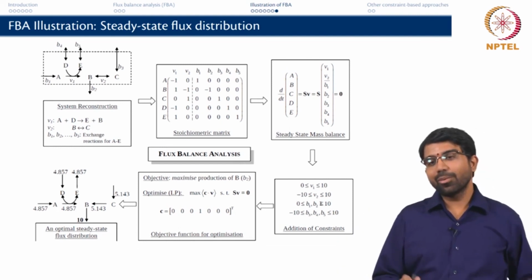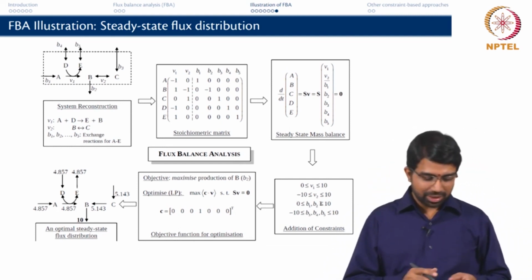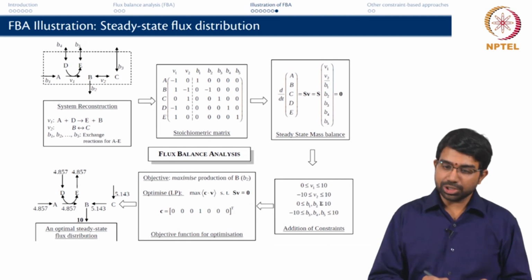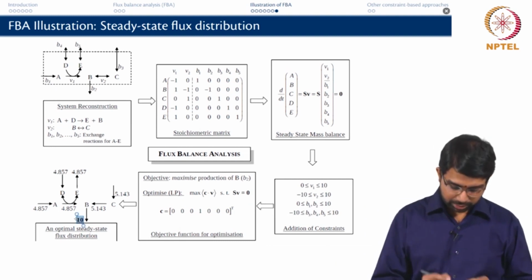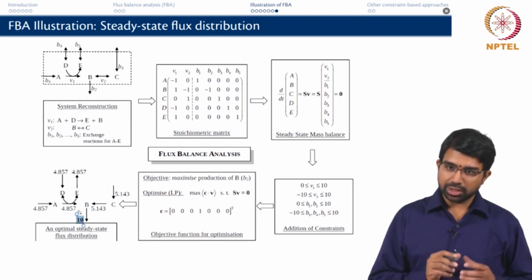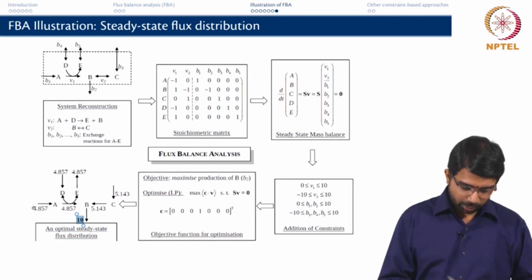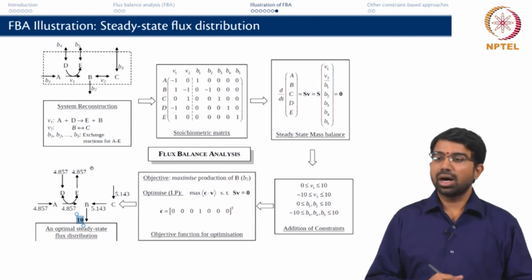So, now I want to draw your attention back to the fact that the solution is unique, or the objective function value is unique, whereas the possible flux distributions are many.